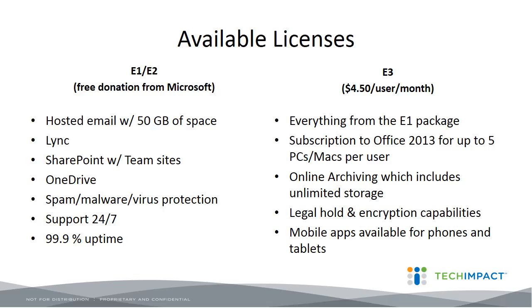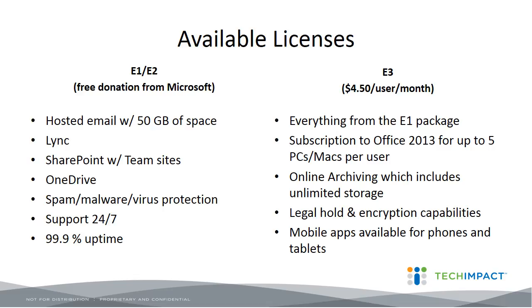E3 licenses are $4.50 a month to nonprofits. They include an Office 2013 Professional subscription. So rather than going through TechSoup for your licenses, you can pay this. It's still cheaper to go through TechSoup if this is the only thing you're looking to do. But you get Office 2013 for up to 5 PCs and Macs, and also for up to 5 mobile devices. There's the Office mobile application, which lets you edit Excel and documents on a mobile device, and that is only accessible if you have an E3 license. There's no other way to get that right now.